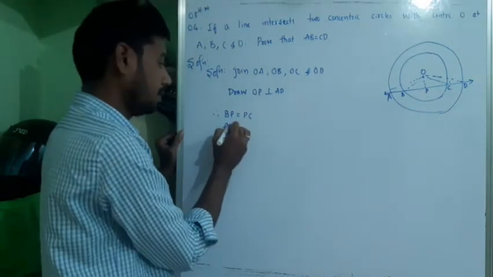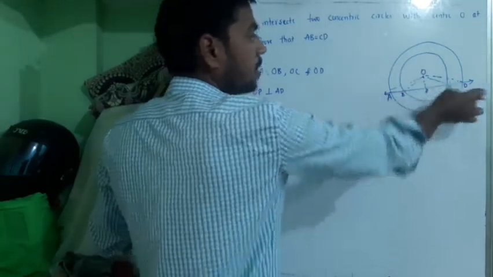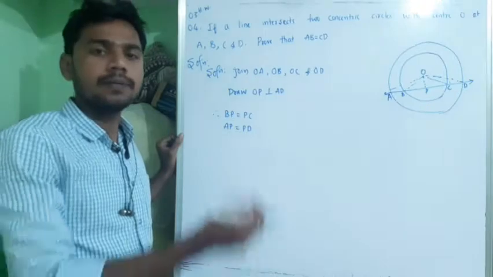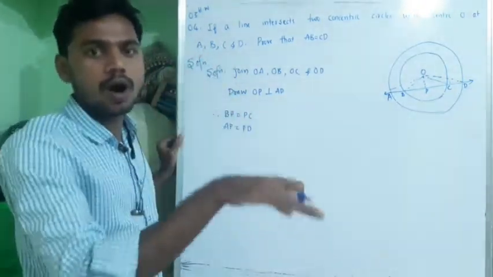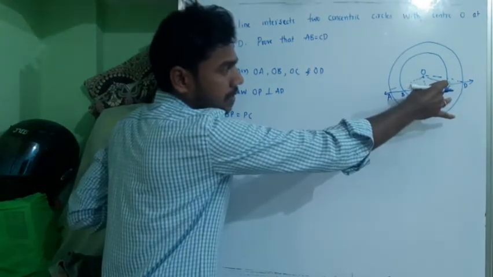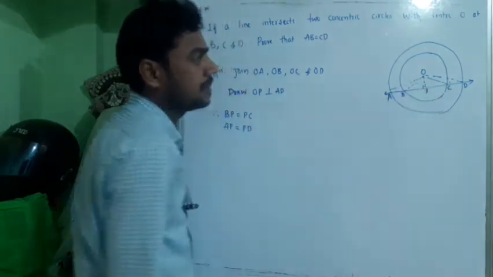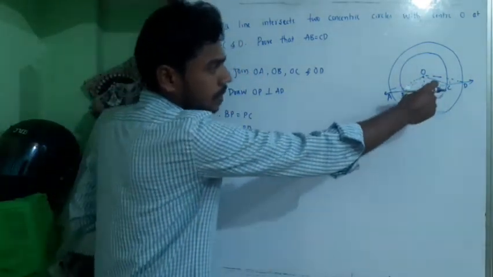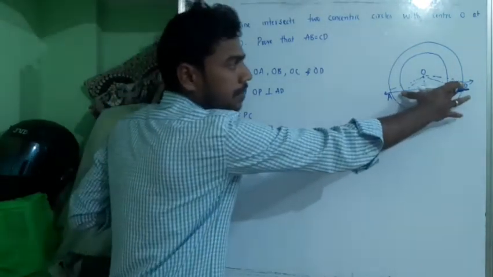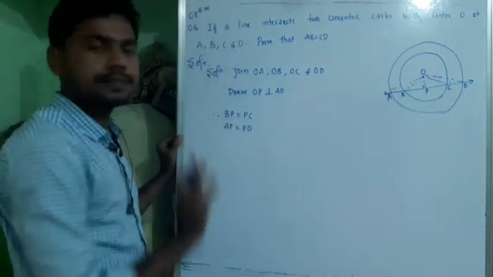There are two chords. BC is the chord for the smaller circle and AD is the chord for the bigger circle. But the center remains the same. From the center, if you draw a perpendicular to a chord, that bisects the chord. So, in case of the smaller circle, BC was the chord. And since I have drawn OP perpendicular to BC, what we can write? BP is equal to PC. Even AD is also a chord. So, in that case, AP is equal to PD.